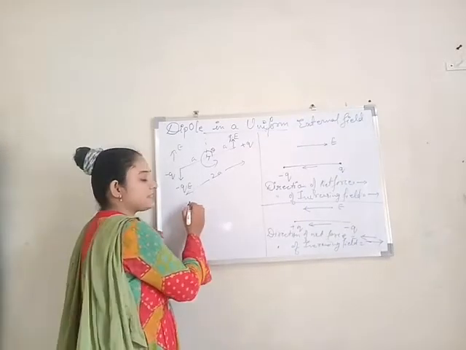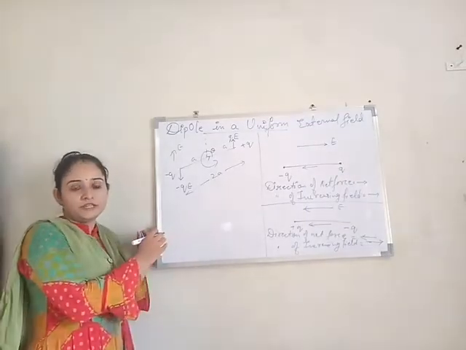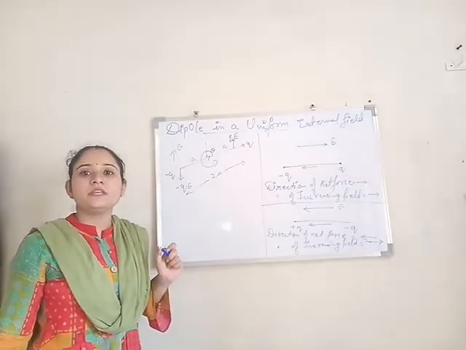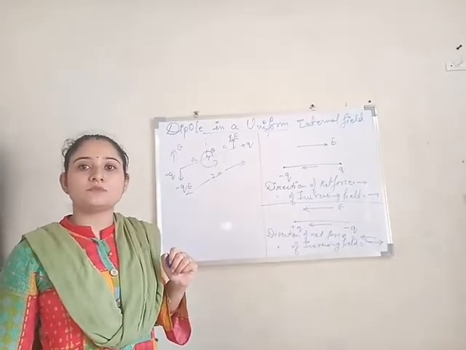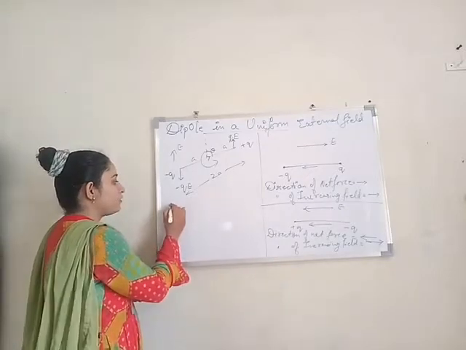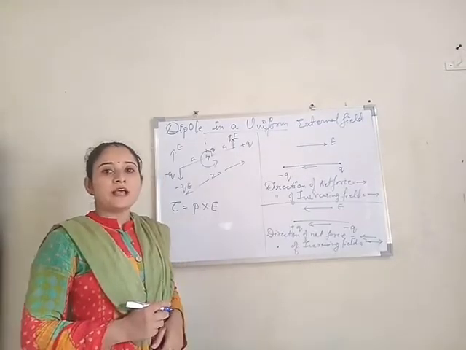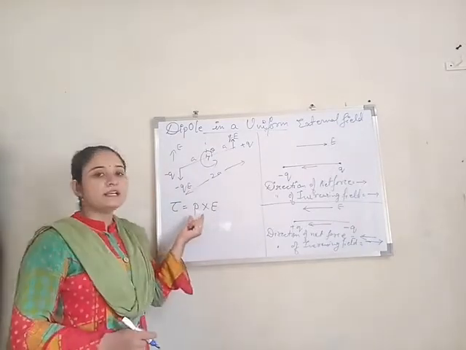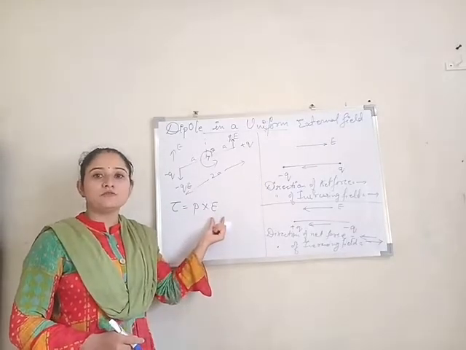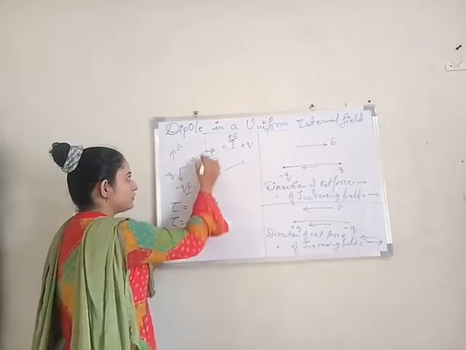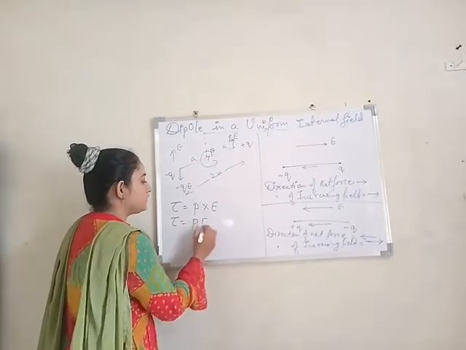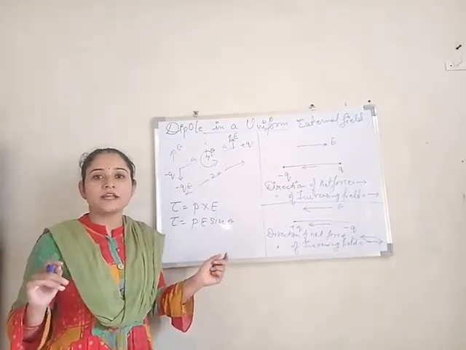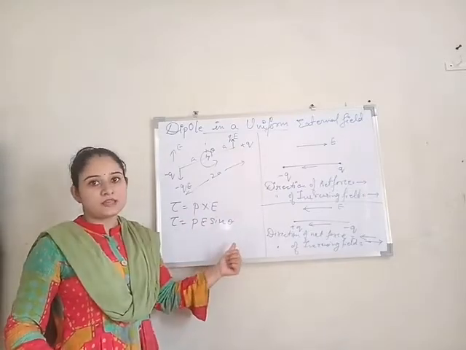When it is placed in a uniform external field, the net force acting on this couple will be equal to 0, and we will have the value of torque tau equal to P cross E, where P is the dipole moment and E is the field. Here there is an angle theta, so tau equals PE sin theta. Whenever there is a cross, we write sin theta. When there is a dot, we write cos theta. So tau equals PE sin theta.